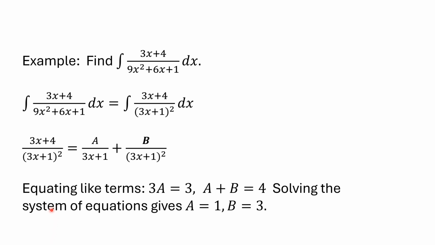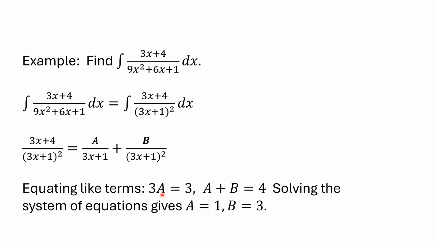Sometimes it's not going to break down quite the same. So here I have an integral of 3x plus 4 over 9x squared plus 6x plus 1 dx. If I factor the denominator, I get 3x plus 1 squared, so I get a repeated factor. And so I'm going to need a over 3x plus 1 plus b over 3x plus 1 squared. I don't have to go past 2 here.